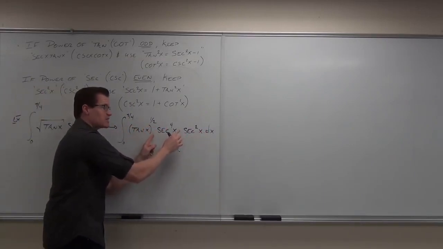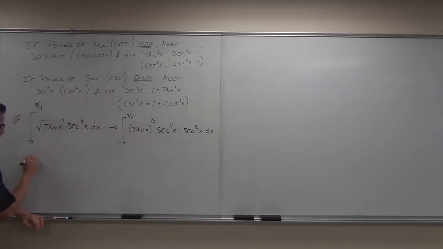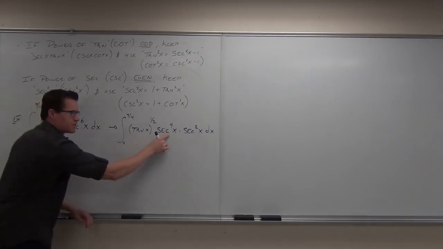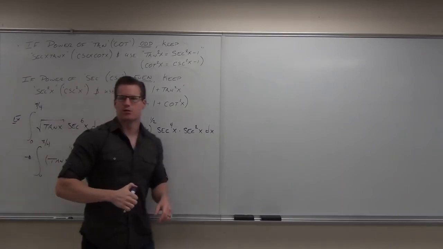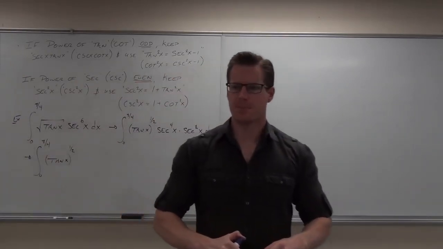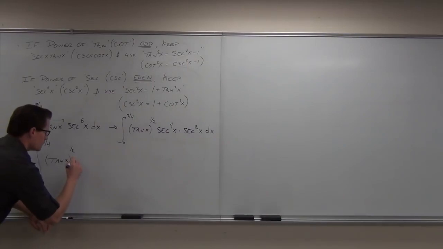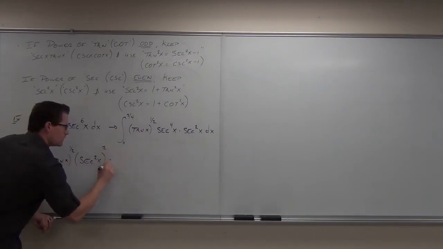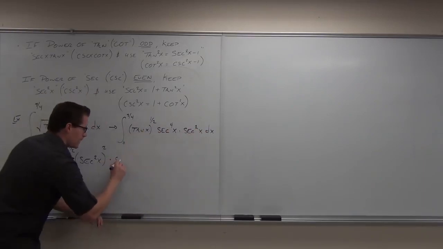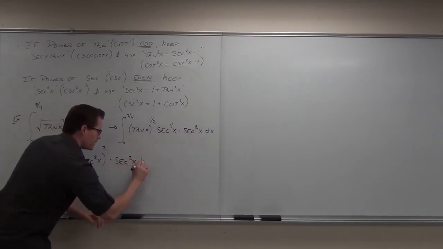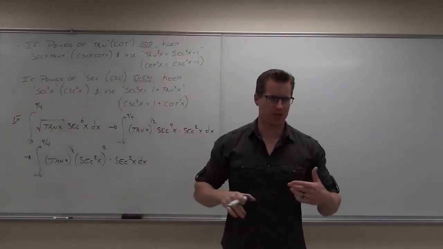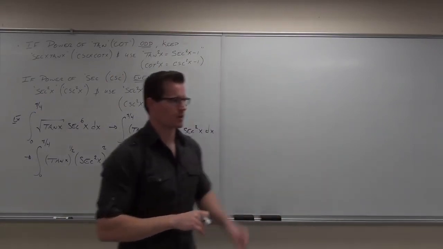That's the point here. If it's still even, then what we can do is keep the tangent to the 1/2 power. That's great. Secant to the 4th? No. How are we going to write secant to the 4th power? What do you think? Secant squared to the second power. Perfect. And we'll keep this exactly the way it is. I want to know how many people understand why I'm writing this as secant squared to the second. How many people understand that? Why? What's that going to allow me to do? 1 plus tangent squared. Yeah, that's right. We're going to use our identity.